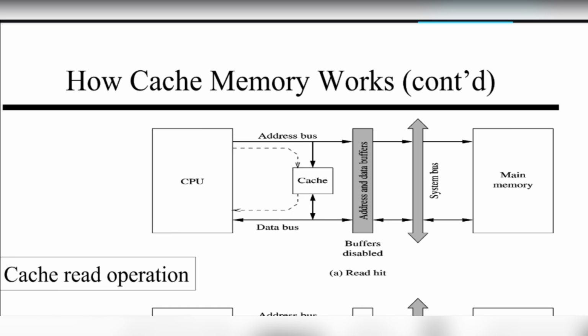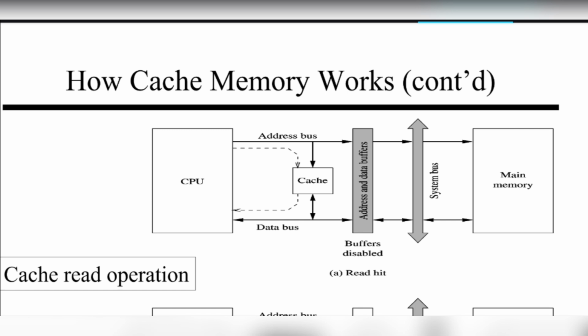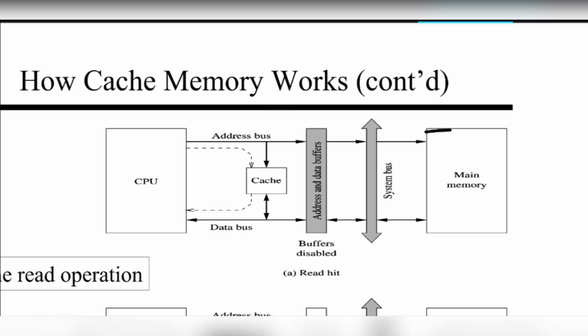Cache memory is very expensive. It is SRAM type. Cache memory and register memory are both SRAM, while our main memory is DRAM. We have discussed this in my memory hierarchy video. Because cache memory is expensive, it is small. Then here is main memory, which is DRAM.